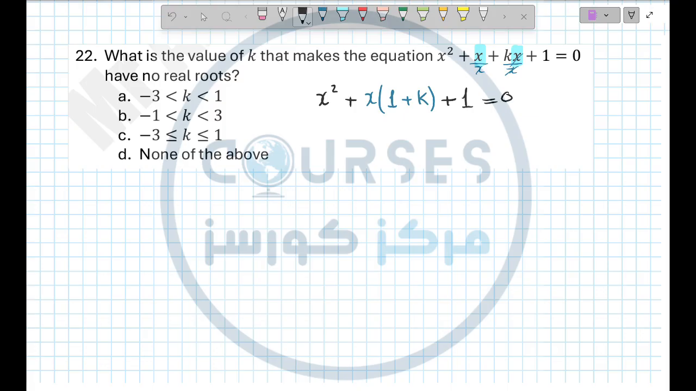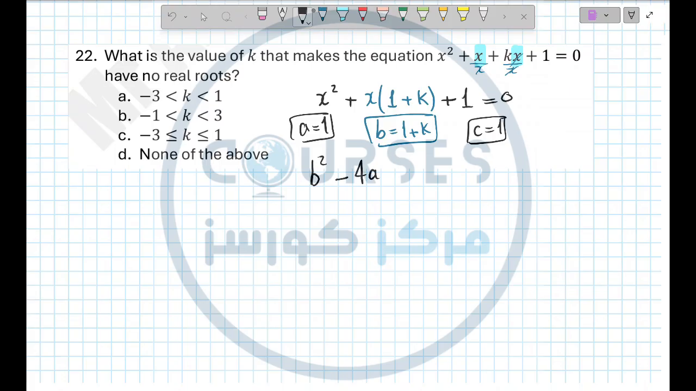Okay, so now we can take our a, b, and c. A, it's 1. It's the number next to x squared. The b here is 1 plus k. And the c is 1. It's the number that's alone. So no real roots, so it's less than 0. So the discriminant b squared minus 4ac is less than 0.